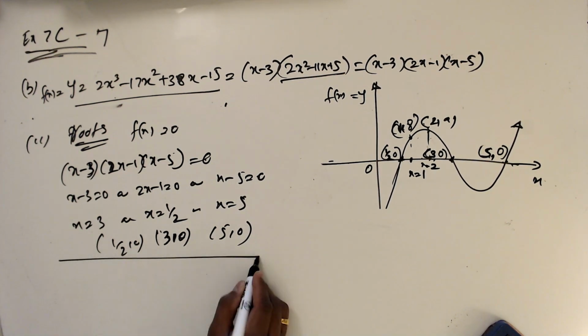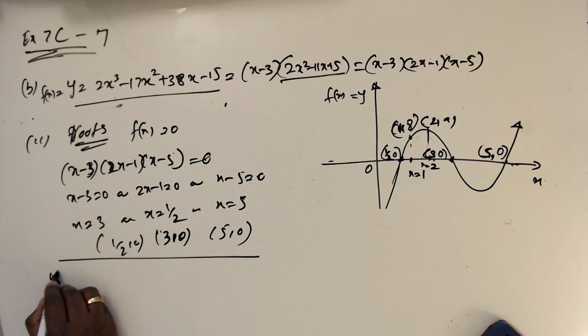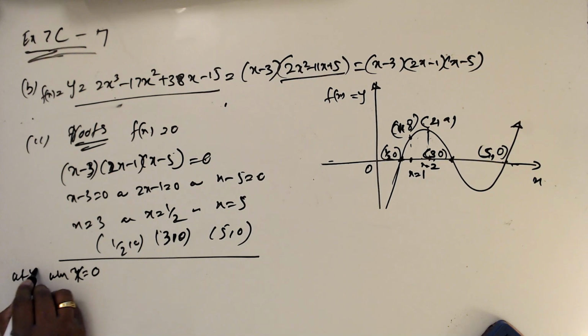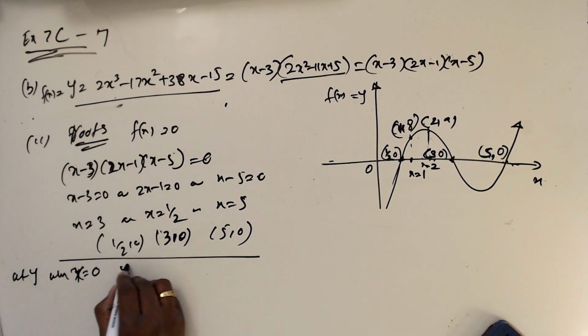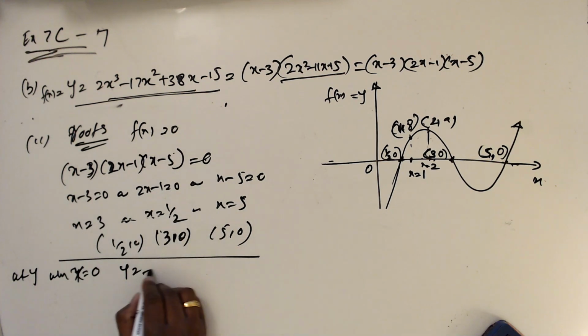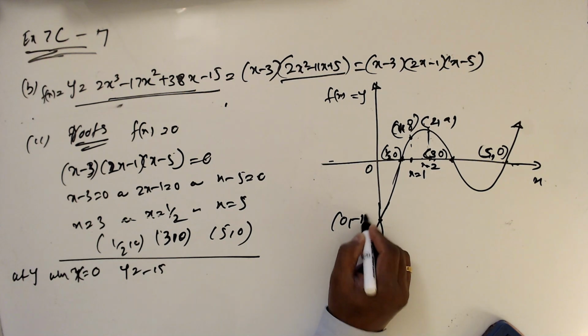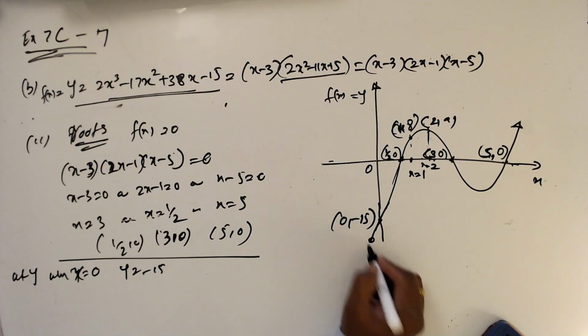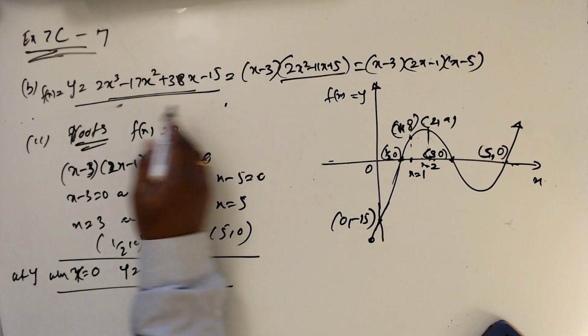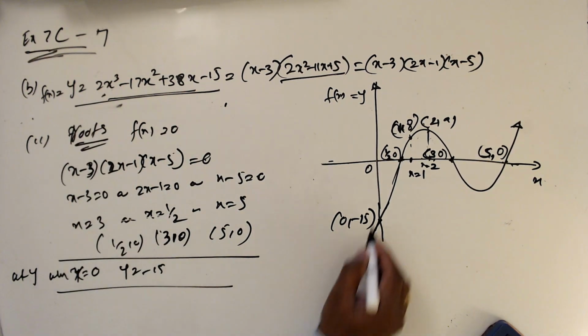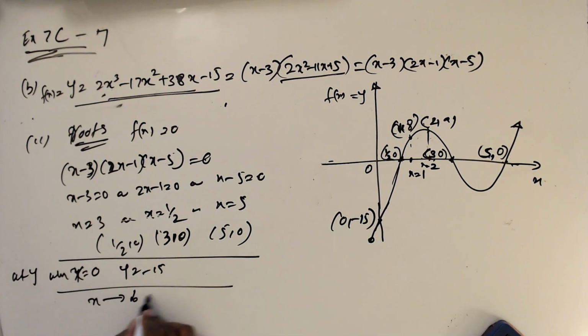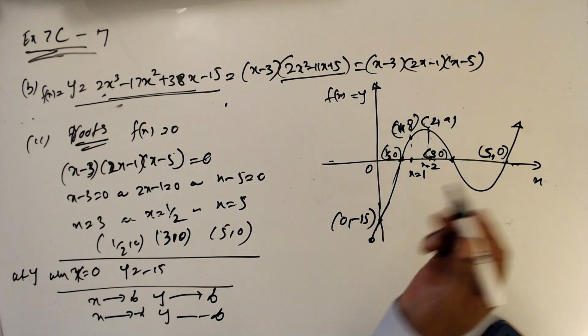Now we have the roots, and when x equals 0, this is at the y-axis. The y value is going to be minus 15. So this point is (0, minus 15). Let's see, this is positive. I saw that. That's why I draw it this way. As x goes to positive, y goes to positive, and as x goes to negative, y goes to negative. So we did the sketch.